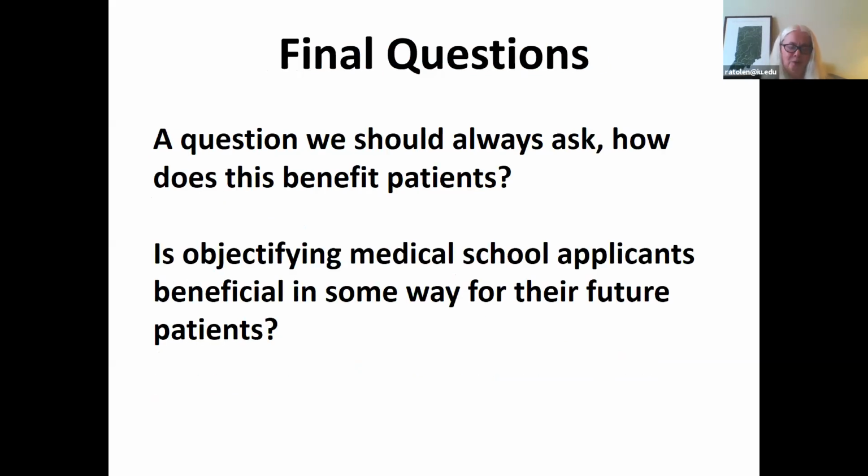So some final questions. I would ask also, how does this benefit future physicians? And I would also like to return us to the patient, who should always be at the center of medicine, and ask, do these practices have any benefits for patients? Is objectifying medical school applicants beneficial in some way for their future patients? I would argue that it is not.